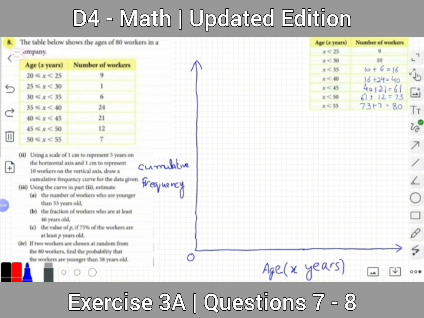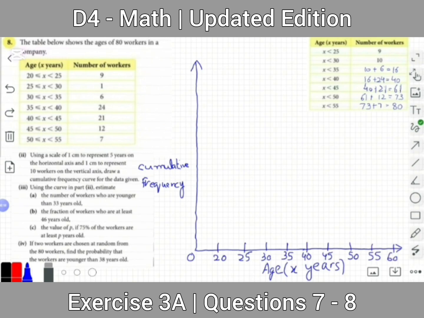Now we scale the points on the x-axis. So here we have 20, 25, 30, 35, 40, 45, 50, 55, and we have the last point, 60.